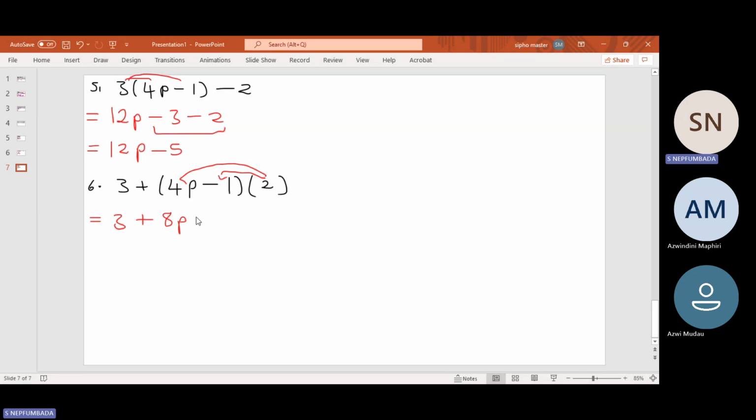Then you get 2 times that one is minus 2. Then when we group the like terms, we've got 1 plus 8p. Any question?